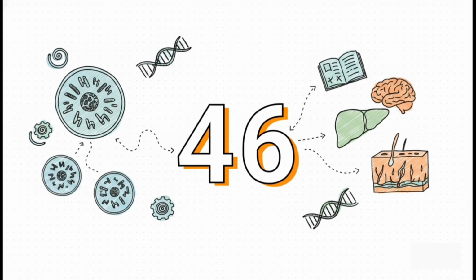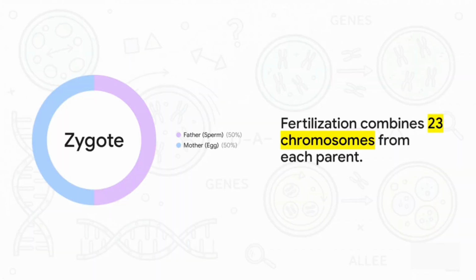But, of course, that number didn't just appear out of nowhere. Thanks to that reductional division in meiosis we just covered, a father's sperm cell carries exactly 23 chromosomes, and a mother's egg cell carries exactly 23. When they fuse together during fertilization to form a zygote, which is the very first cell of a brand new life, the math clicks right back into place. 23 plus 23 gets us right back to a genetically unique 46.